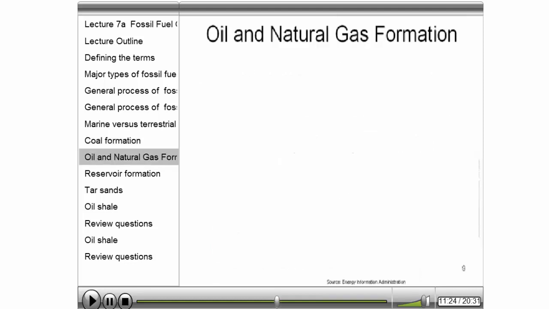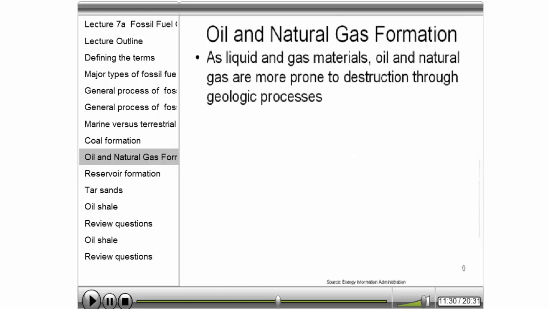Oil and natural gas formation, however, again, is under a marine environment, and it's different from coal in a very fundamental way, is that as the liquid petroleum or gas materials, they are able to move and migrate within the subsurface through cracks and voids and fissures, but they're also, as liquids and gases, more susceptible to degradation, breakdown, and chemical destruction, decomposition, even once formed. And so the amount of oil formed has been recycled several times through natural geologic processes in the subsurface.